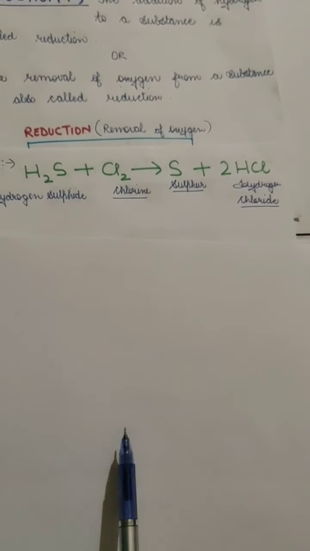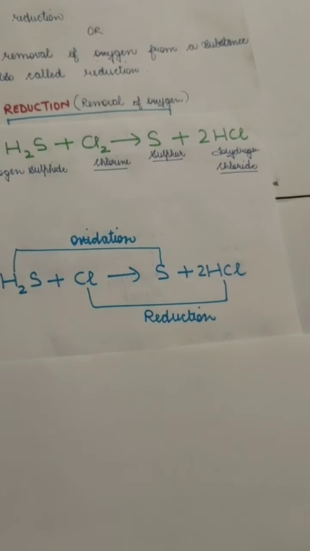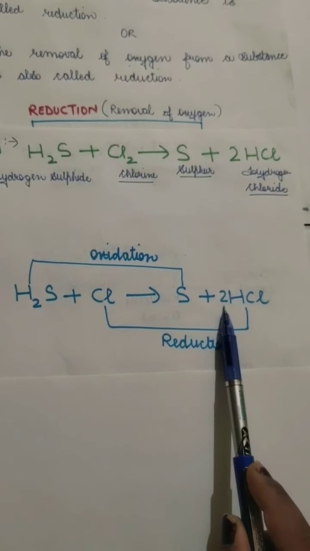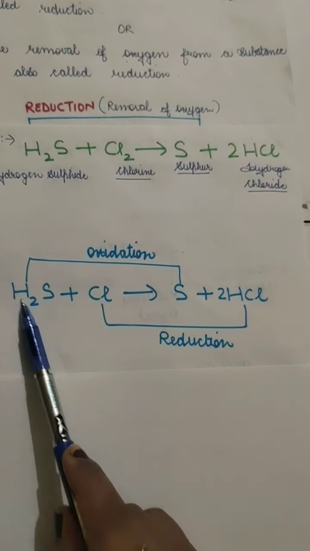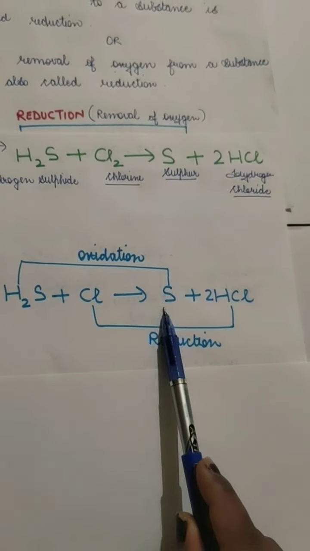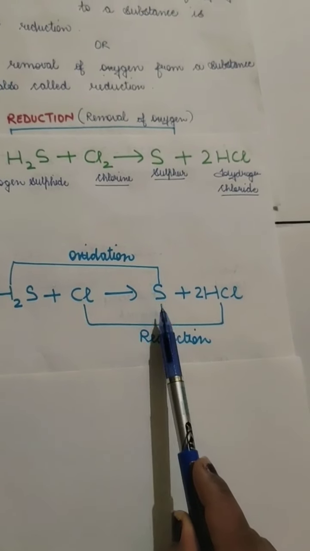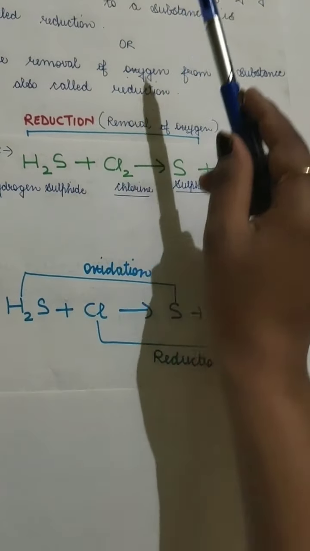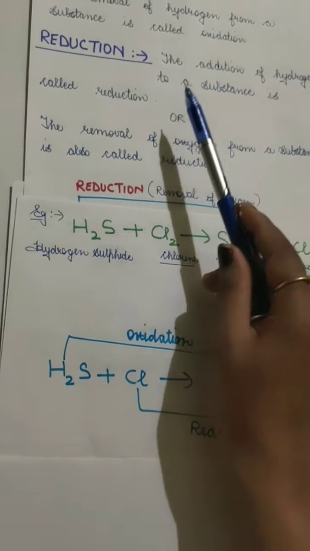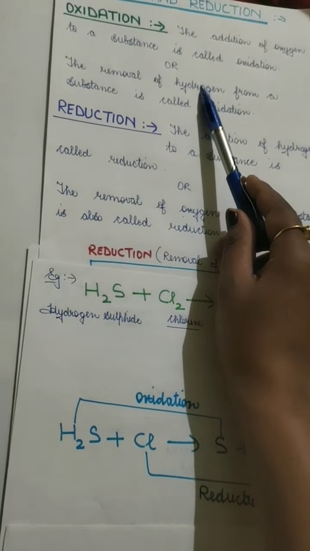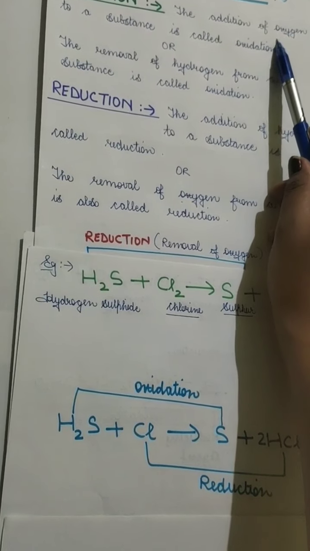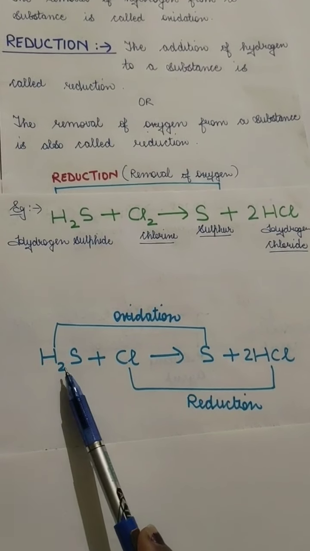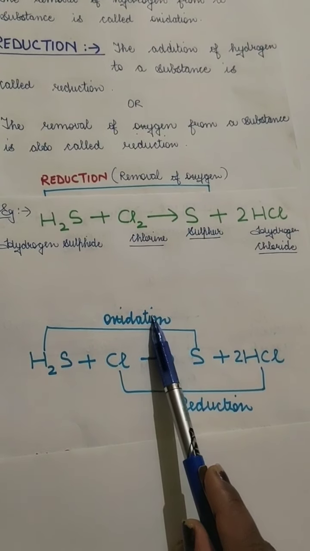So how can we tell whether it's an oxidation or a reduction? Simple: hydrogen sulfide here is converting into sulfur. That means hydrogen is being removed from this compound. Oxidation is the addition of oxygen or the removal of hydrogen, and reduction is the addition of hydrogen or the removal of oxygen. So here it is removal of hydrogen, which means this is an oxidation reaction.